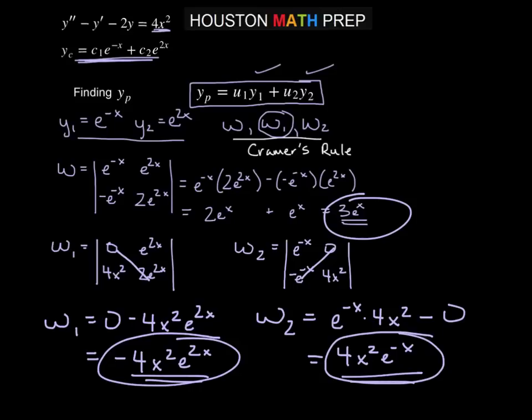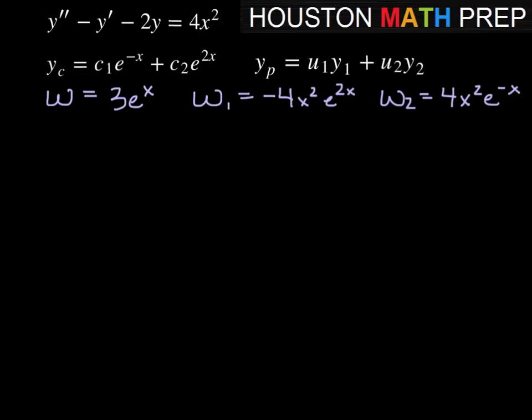So let's look at where u1 and u2 start to get developed. Alright, so developing u sub 1 and u sub 2, we want to note that u sub 1 prime, the derivative of u sub 1, is going to be W1 over W, and then u sub 2 prime, the derivative of u sub 2, is going to be W2 over W.